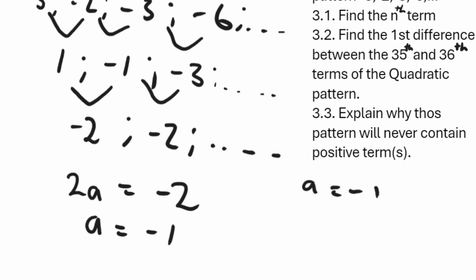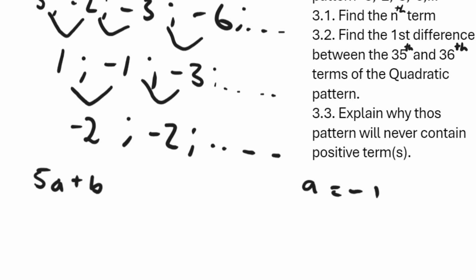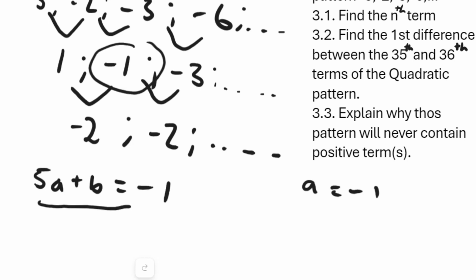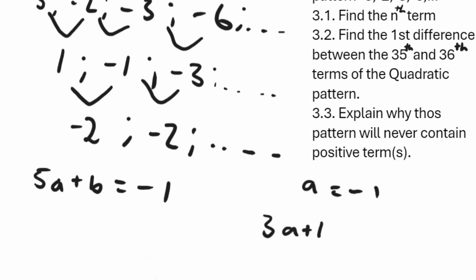Let's find our b. We can use 5a plus b equals minus 1, or 3a plus b equals 1. Let's use 5a plus b equals minus 1. Remember, this one here is the second term of the first difference, so we have minus 1 as our second term of the first difference. Or we can just use 3a plus b equals 1. This positive one is our first term of the first difference. We'll still get the same answer.